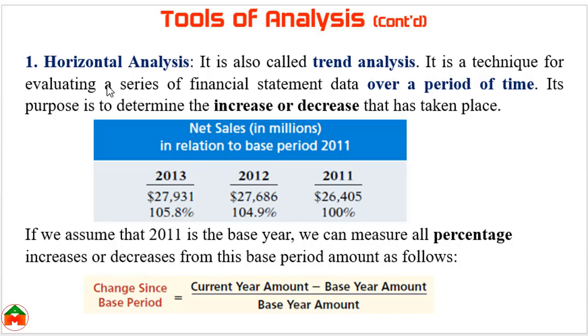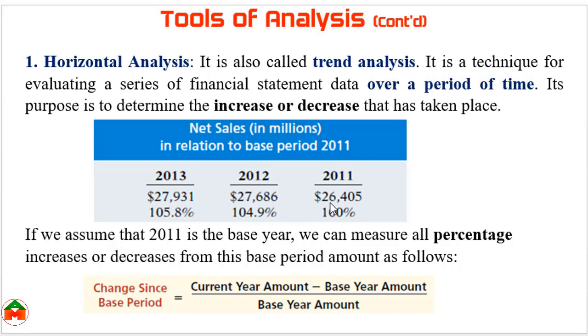For the purpose of horizontal analysis, we have to consider one year as a base year. Suppose 2011 is the base year. Here the base year amount is 26,405. From this base year amount, we will calculate what is the increase in 2012. So here we can see the amount is 27,686. To get the increase of that amount, we need to consider 2011 as the base year.